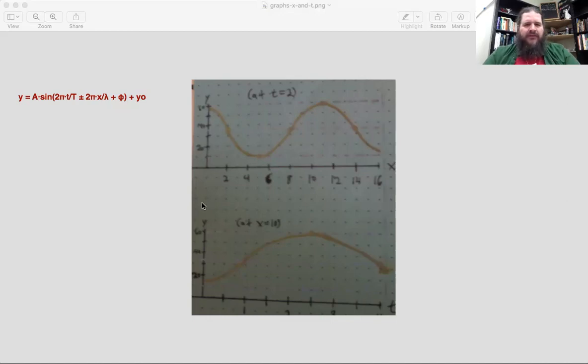With that in mind, let's see if we can find values for any of these numbers here, because we need to find the amplitude, the period, the wavelength, the phase shift, the equilibrium height, and also whether this should be plus or minus. So what can we start with? What information can we pull directly from these graphs?